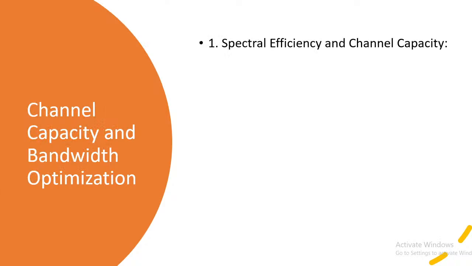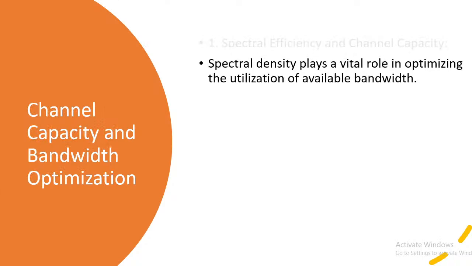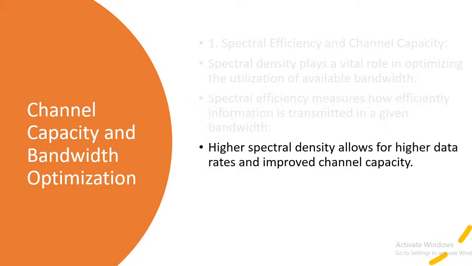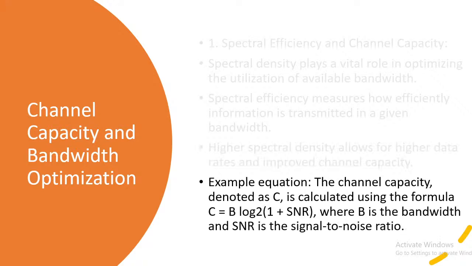Channel capacity and bandwidth. Here the spectral density analysis plays a vital role in optimizing and utilizing the available bandwidth. Particularly, they measure how efficiently information is being transmitted in a given bandwidth. Higher spectral density allows for high data rates and improved channel capacity.